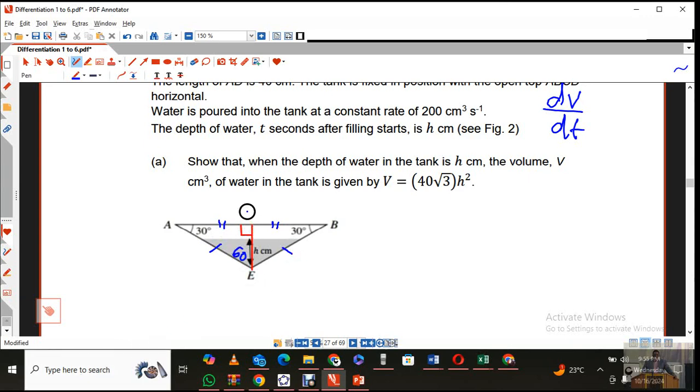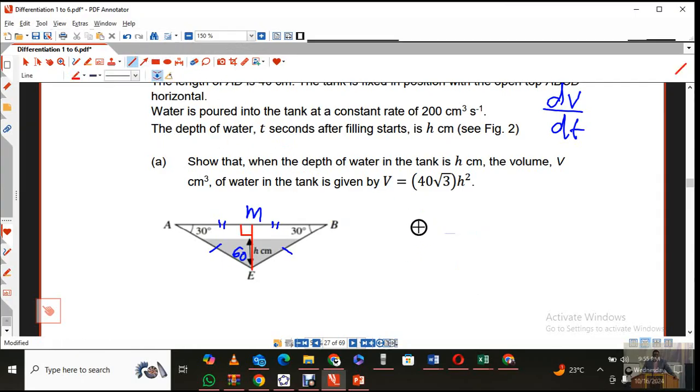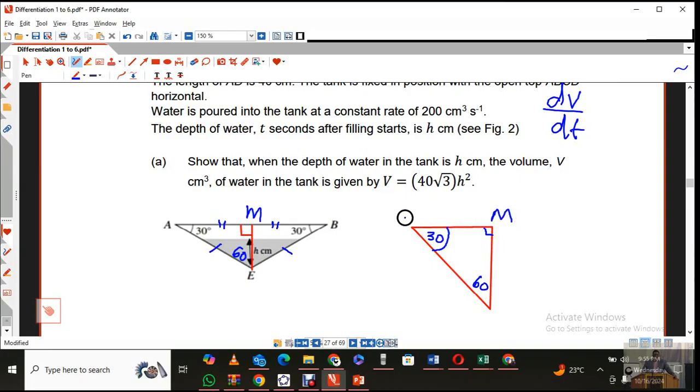All right. So let me suppose I call this particular part M. So basically I am trying to create a triangle. Let me rather use I have a right angle triangle. Okay. Where this is 30 here, that is 90 there, this is 60, let's say this is M, let's say that's A, let's say that's E.